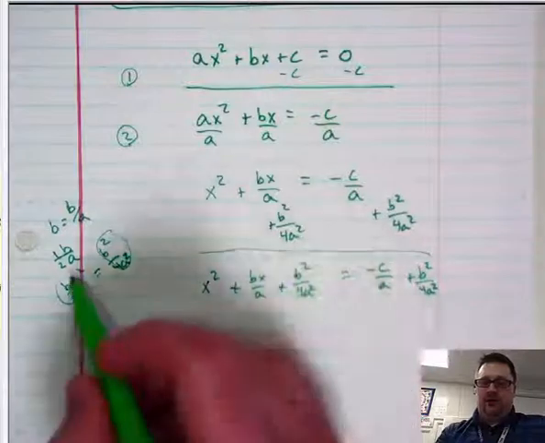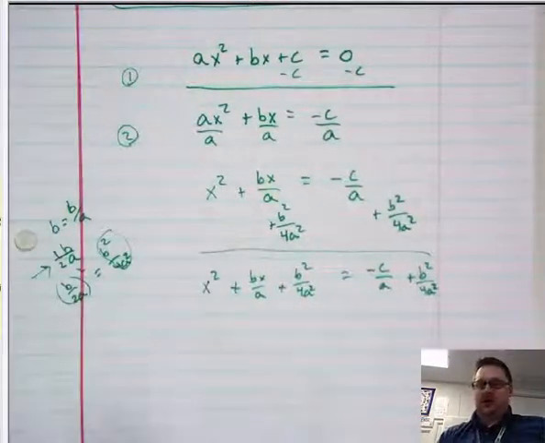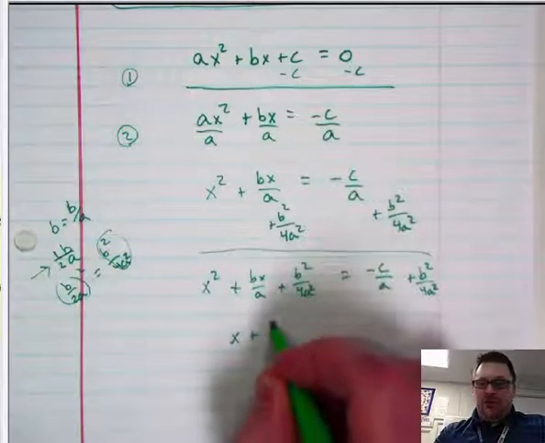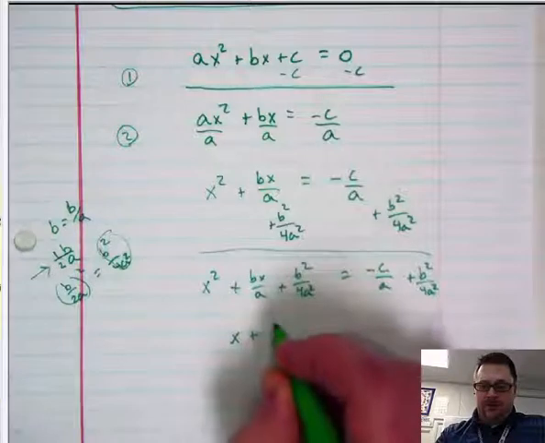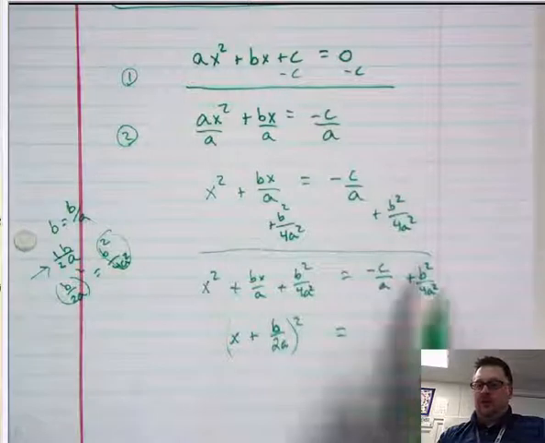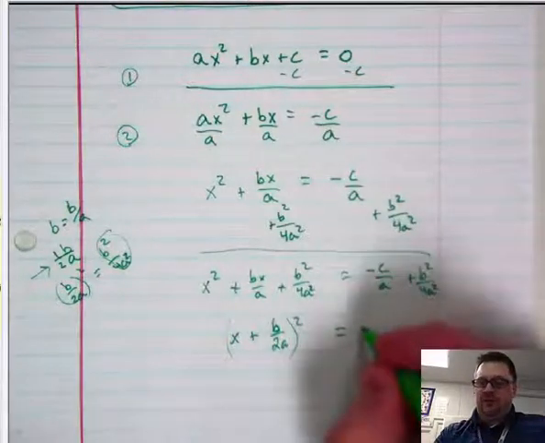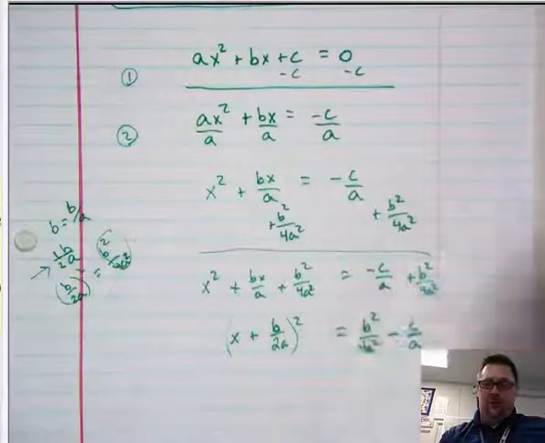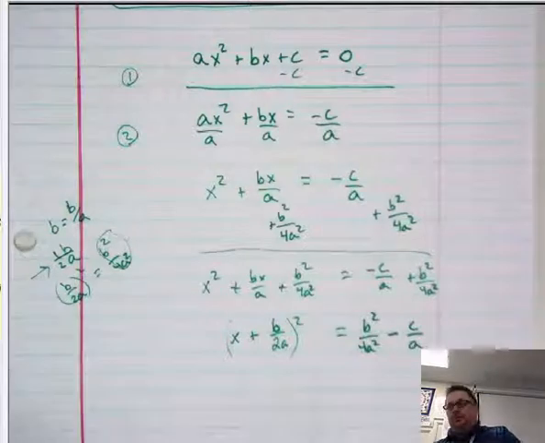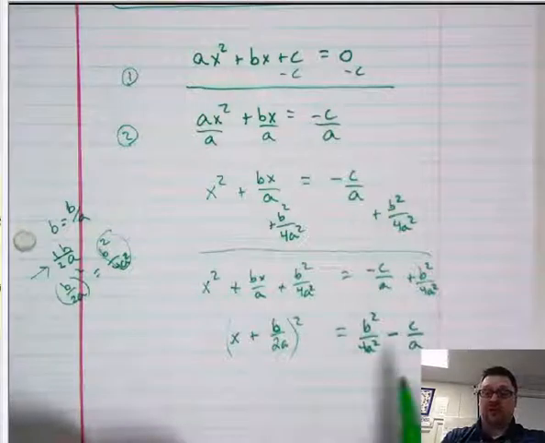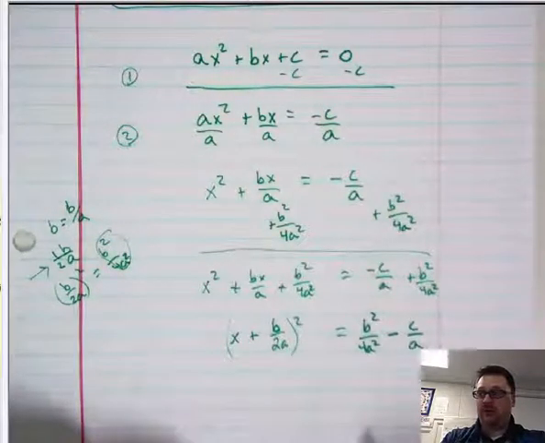Well, it's right here. This is going to be x plus b over 2a, squared. Over here, I'm going to switch these around a little bit so that this is positive. So I have b squared over 4a squared minus c over a. Since these two are fractions with a subtraction sign, I'm going to remember that in order to subtract them, I need common denominators. The common denominator would be 4a squared.